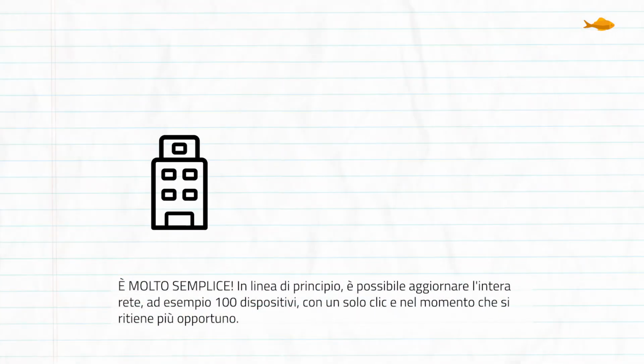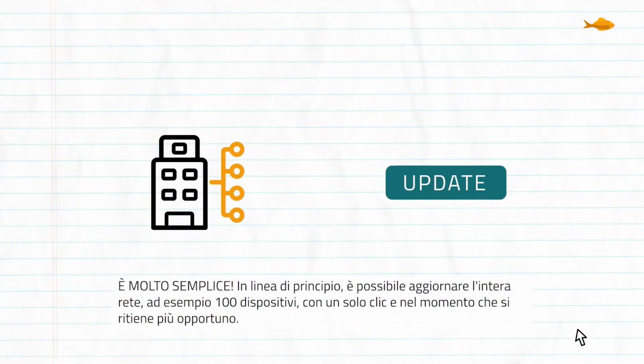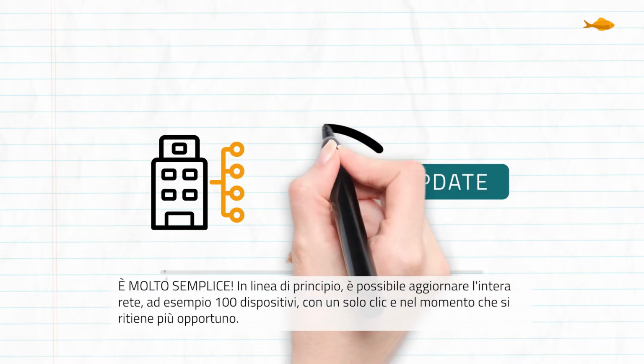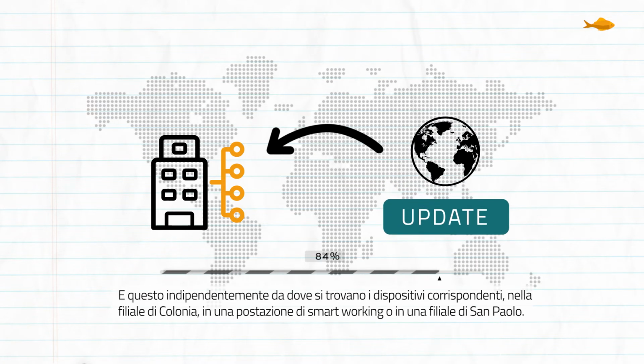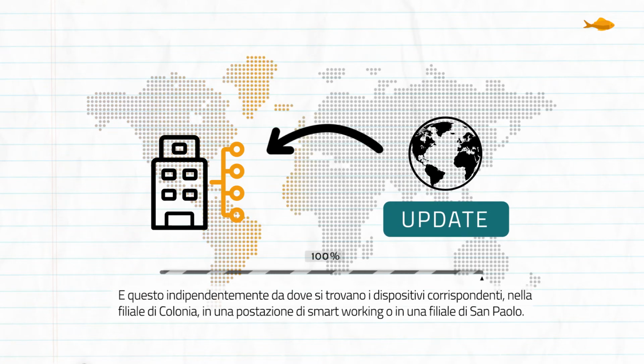How do I get software updates in this rental model? Very easy. In principle, you can update your entire network with maybe 100 devices at the push of a button and at your most convenient time. And it doesn't matter where the relevant components are located, whether in the branch in Cologne, in the home office or in the foreign office in São Paulo.